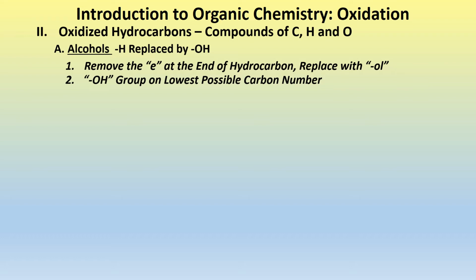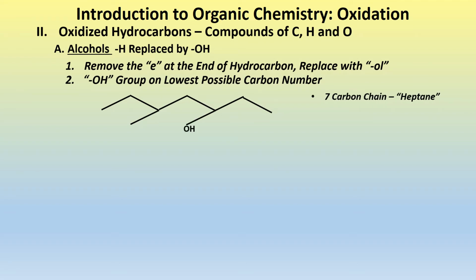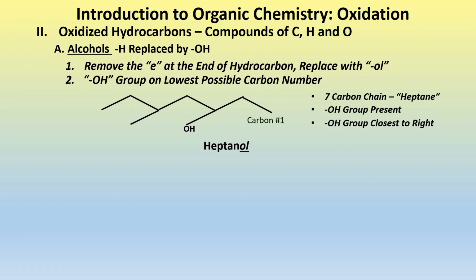So for example, you see a molecule. It is a 7-carbon chain, which would be a heptane. However, an OH group is present, which makes it a heptanol. The OH is closest to the right, so that's where we start counting carbon 1, which makes it a 3-heptanol. And the methyl group winds up on carbon 5, so the compound is 5-methyl 3-heptanol.